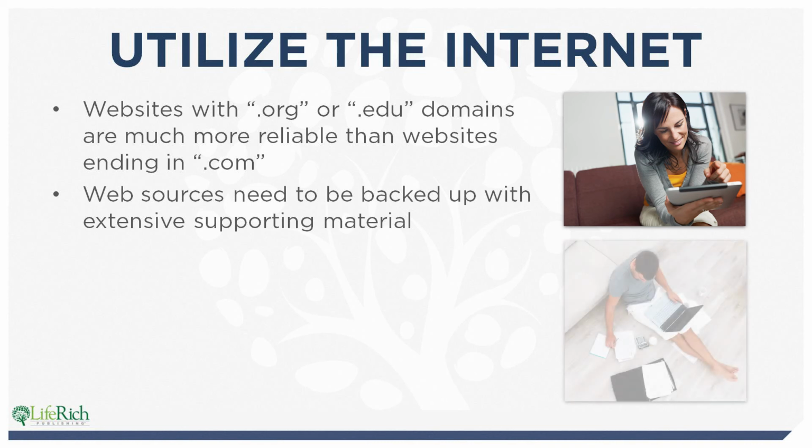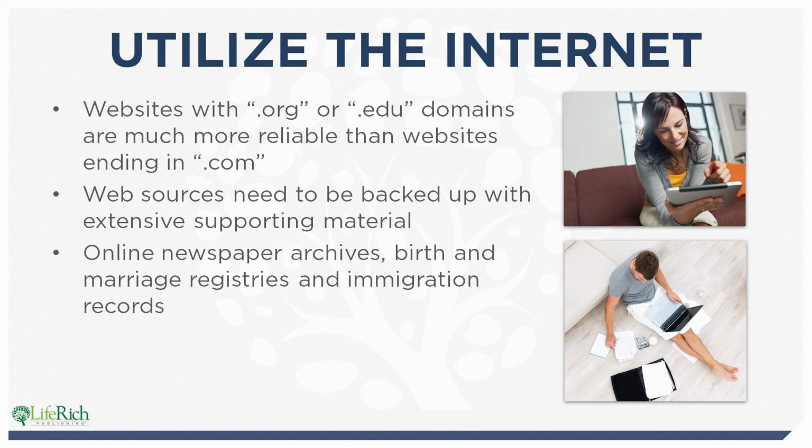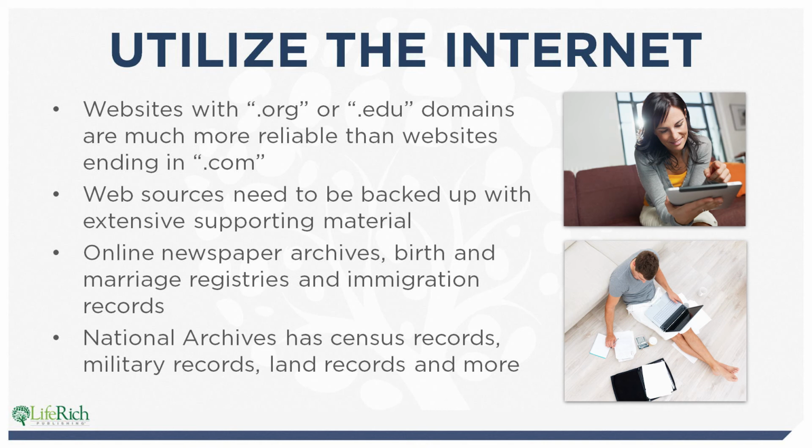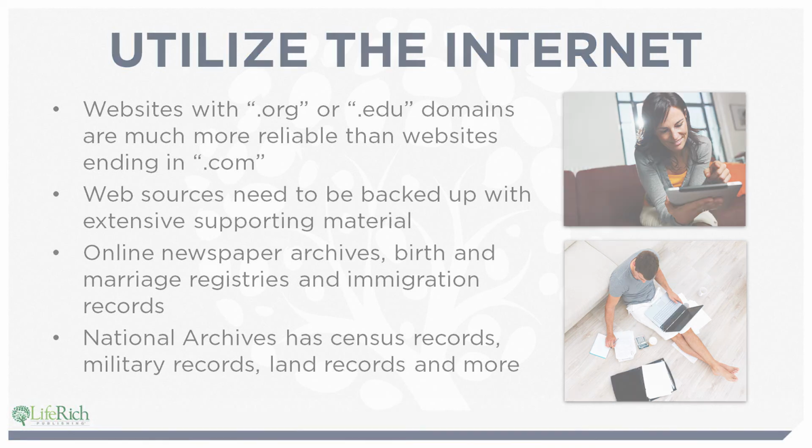reference community. When researching family history for a memoir or biography, often you can find information by accessing online newspaper archives, birth and marriage registries, and immigration records. The National Archives has census records, military records, land records, and much more. Libraries often have databases with access to this information also.